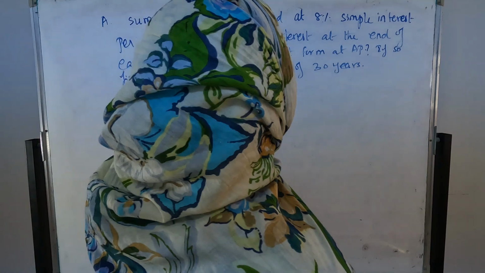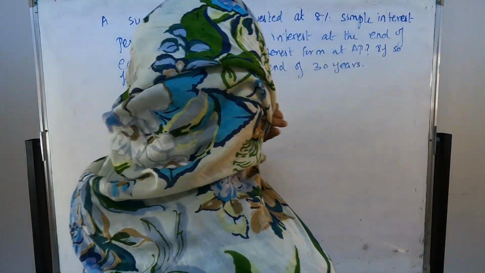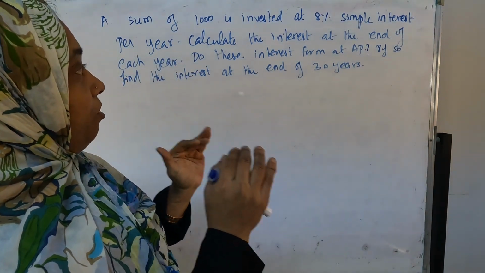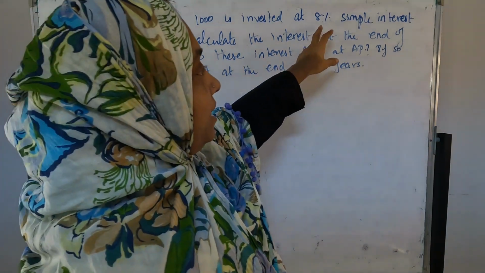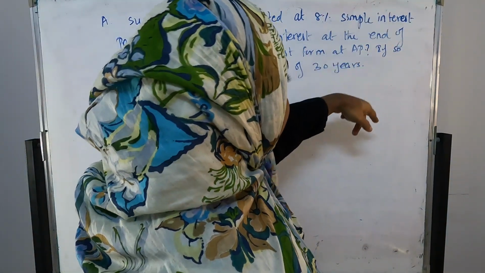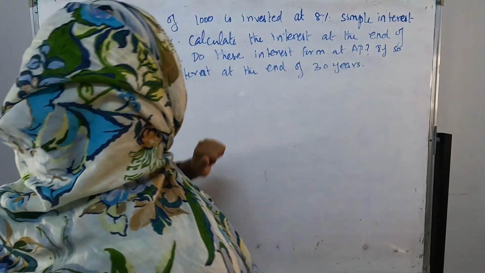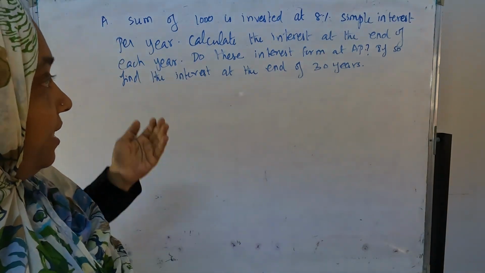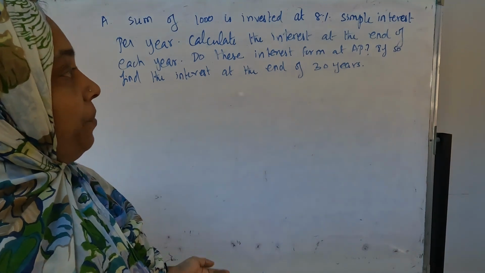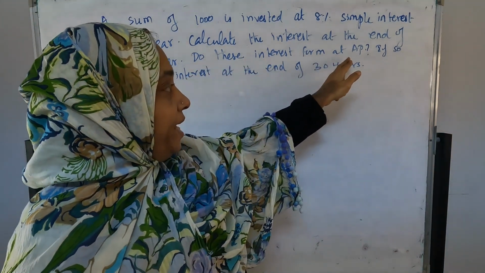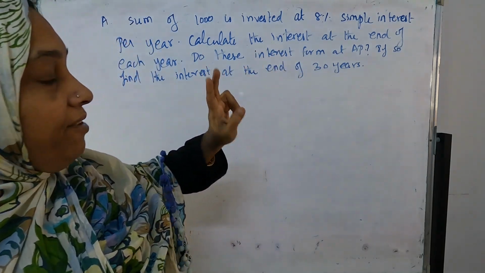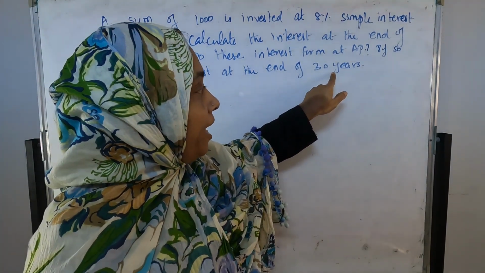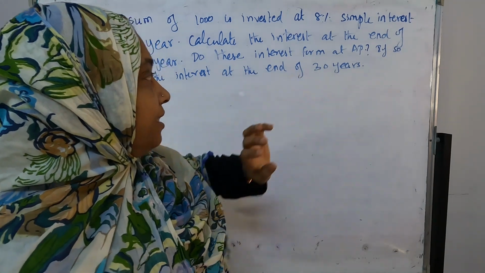A sum of 1000 is invested at 8% simple interest per year. They are going to deposit 1000 rupees at 8% interest to get simple interest. Calculate the interest at the end of each year. Do these interests form an AP? They are asking whether this is forming an AP. First we will check. If it is forming an AP, find the interest at the end of 30 years. That means n they have given us is 30.